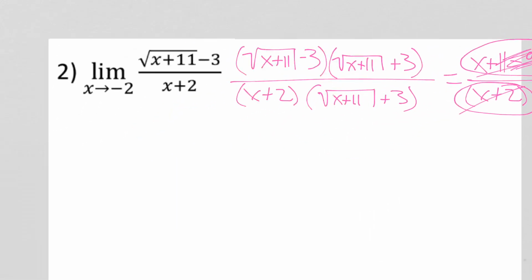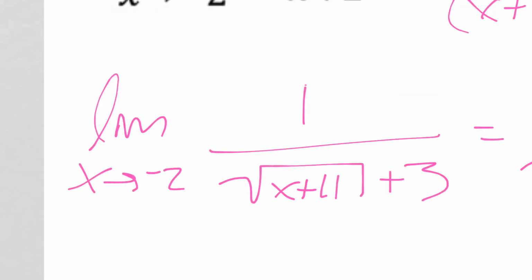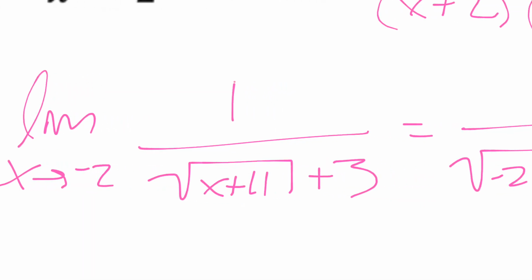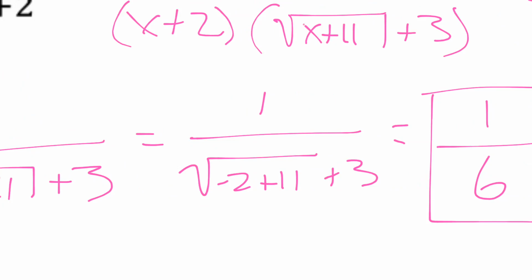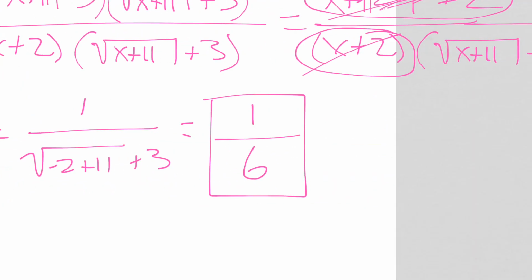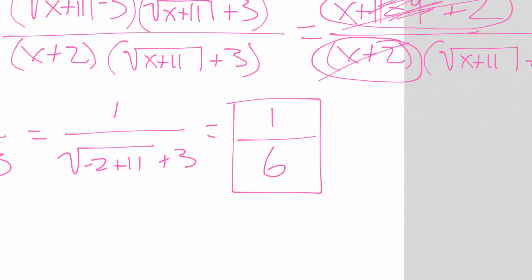So we can rewrite this limit as the limit as x approaches -2 of this. Ooh! Sorry, I cut myself off there. The limit as x approaches -2 of what we just simplified, so 1 over the square root of x plus 11 plus 3. Now we can directly substitute in to get 1 over the square root of -2 plus 11, plus 3. And of course, -2 plus 11 is 9, square root of 9 is 3, 3 plus 3 is 6, and so we get our limit of 1/6.